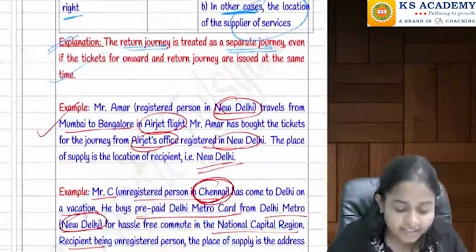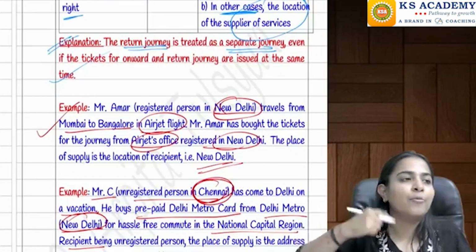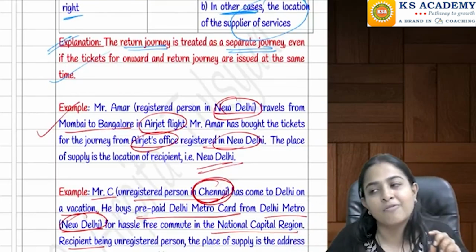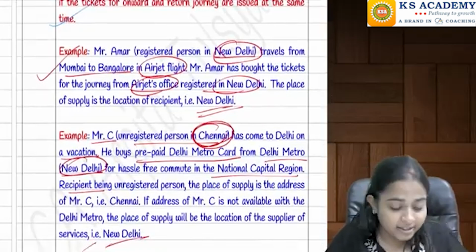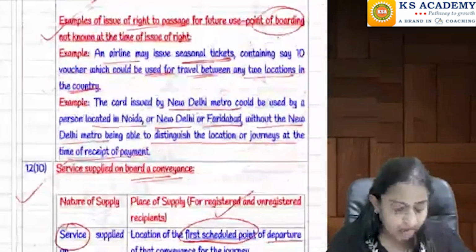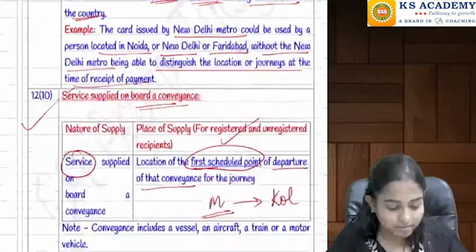Very clear with this? Whenever there is a return journey, say I am going from Delhi to Mumbai and again back, this will not be considered a continuous journey. These will be considered two separate journeys. Are you clear with this?